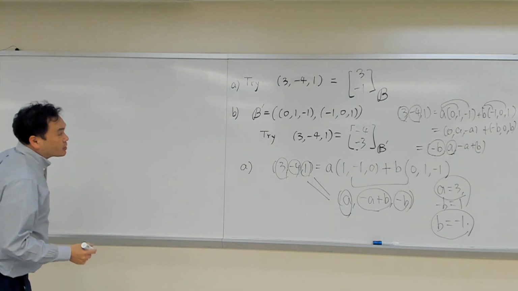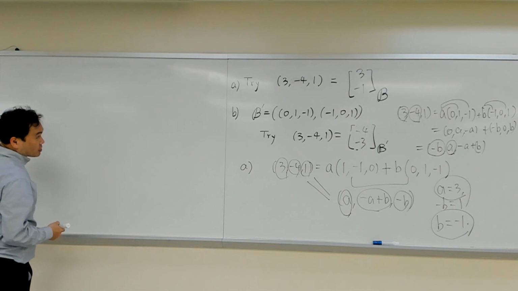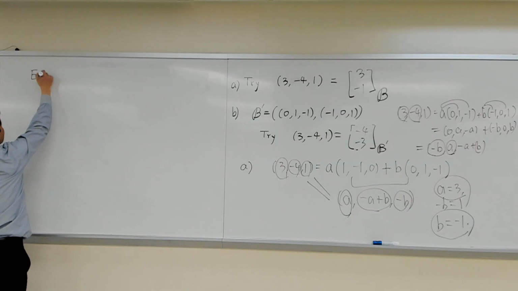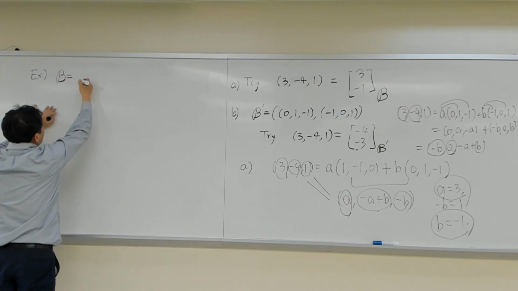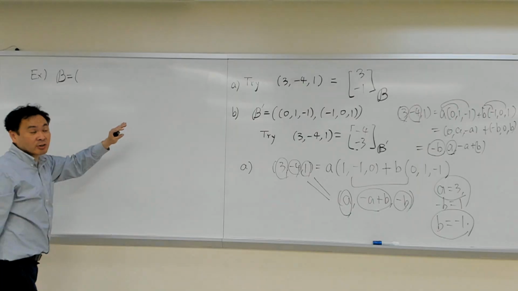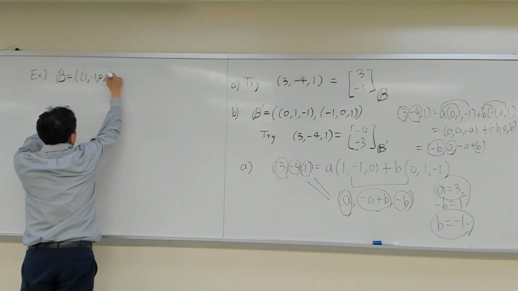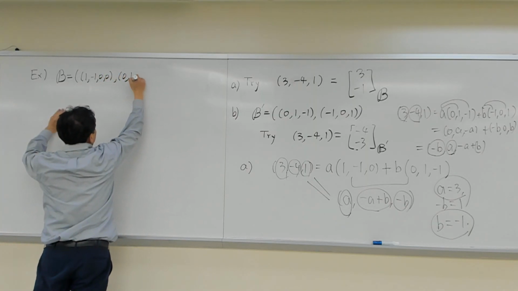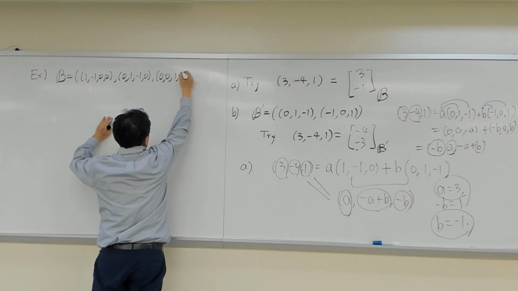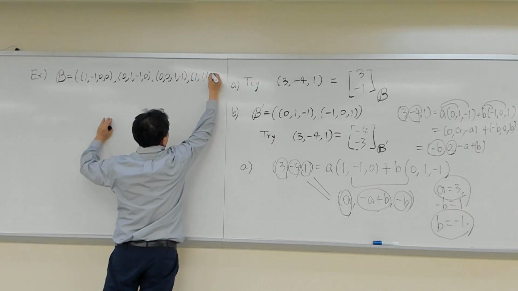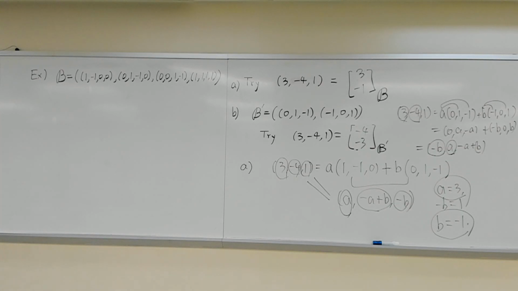Okay, so now let's think about another example. So we are going to accept that the following is a basis for R4. Okay, so we have 1, negative 1, 0, 0, 0, 1, negative 1, 0. Then 0, 0, 1, negative 1, and then 1, 1, 1, 1. So we're just going to accept that this is a basis for R4 without proof.